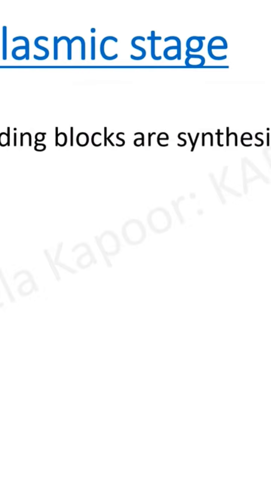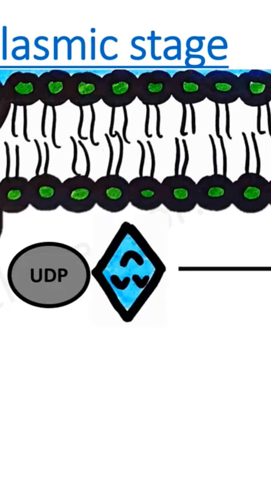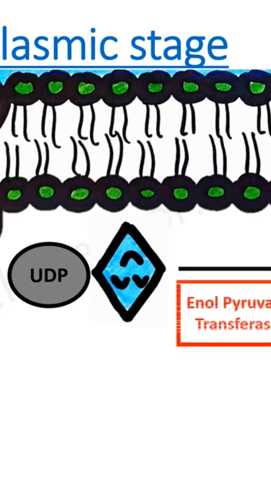The very first stage of cell wall synthesis is the cytoplasmic stage, which is named so because it takes place in the cytoplasm. In this stage, the building blocks, namely NAG and NAM, which are like bricks in this laying process of cell wall, are synthesized. So NAG present previously in the cytoplasm uses UTP or uridine triphosphate to form UDP-NAG, which is then converted to UDP-NAM in the presence of this very important enzyme, enol pyruvate transferase.